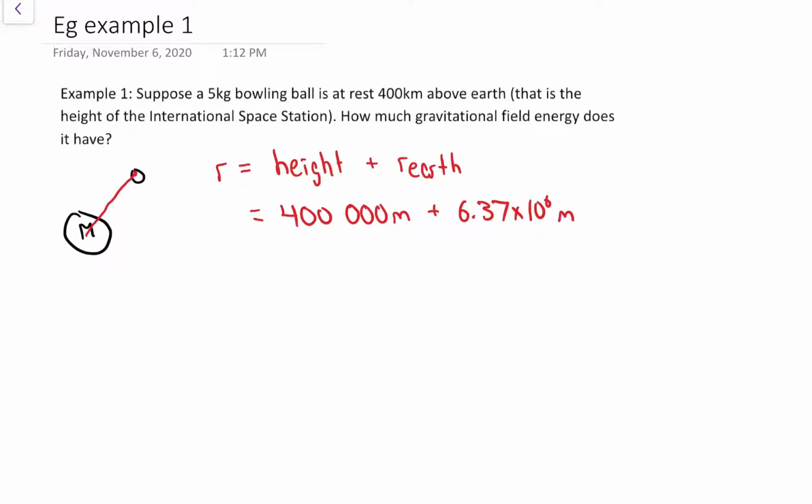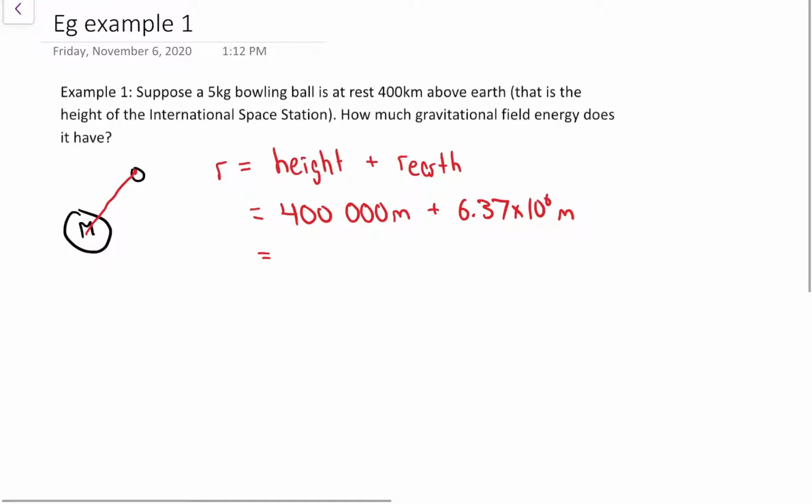When we add those two together, 400,000 and 6,370,000, the 4 kind of lines up with the 3. So this turns into 6.77 times 10 to the 6 meters.